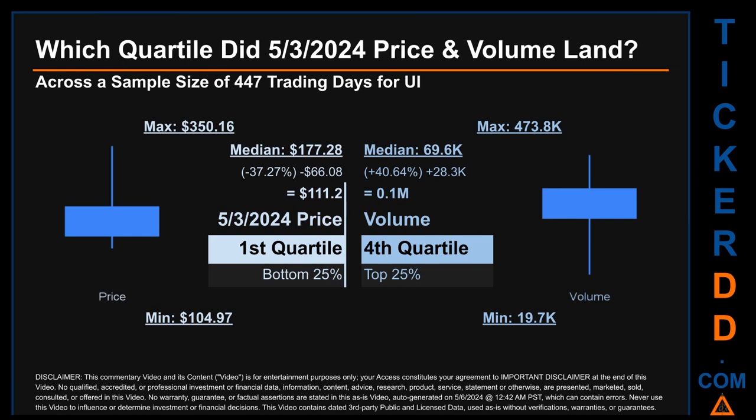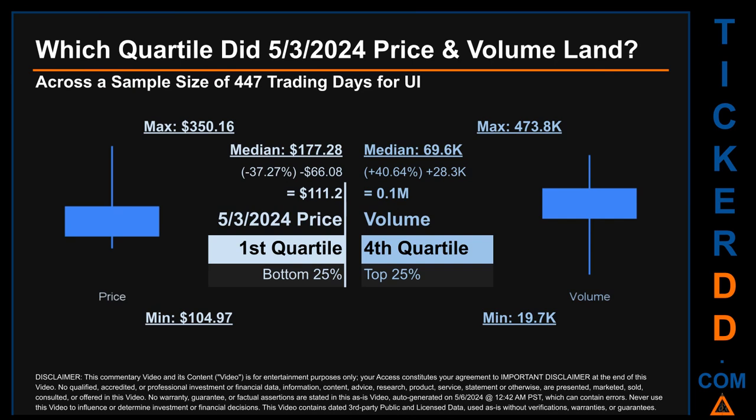Which quartile did the 3rd of May 2024 price and volume land? Across a sample size of 447 trading days, the maximum end-of-day price for UI was $350.16, while the minimum was $104.97. Within that price range, the 3rd of May 2024 price of $111.20 landed within the first quartile, meaning it was within the bottom 25% of all sampled end-of-day prices.